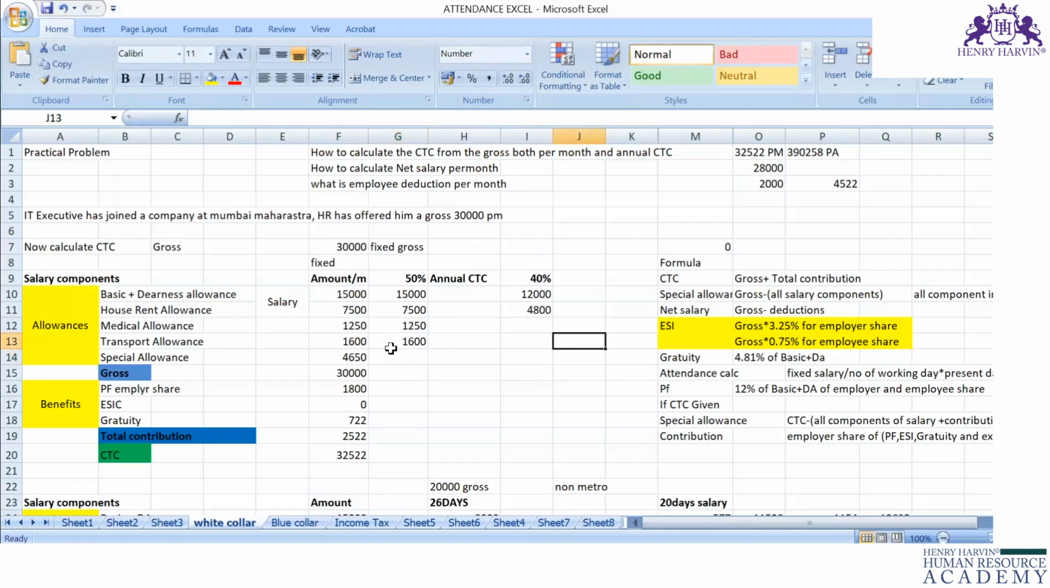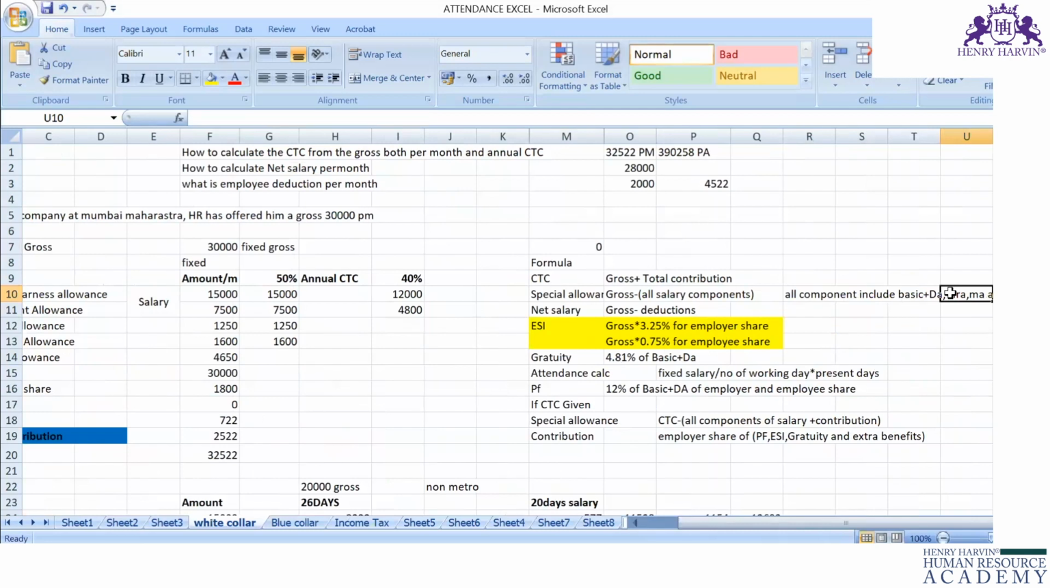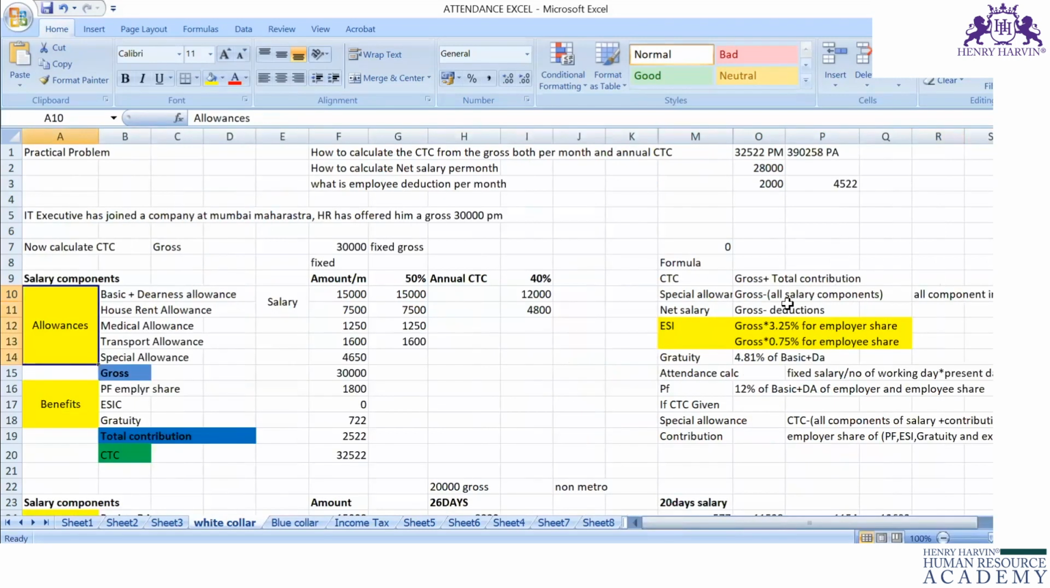Next, special allowances. How do you calculate the special allowances? The formula for special allowances is gross minus all the salary components. All the salary components include basic plus DA plus HRA, MA and TA. So gross minus all the salary components is the special allowances. It is the formula for special allowances.